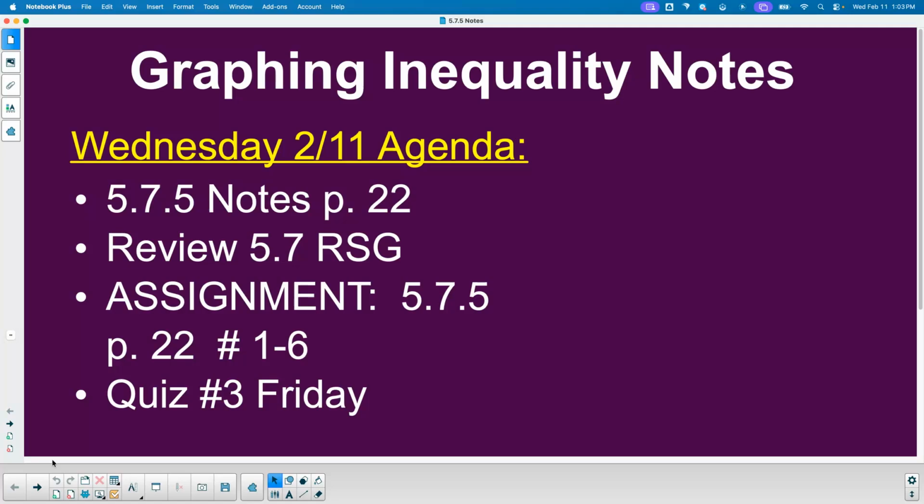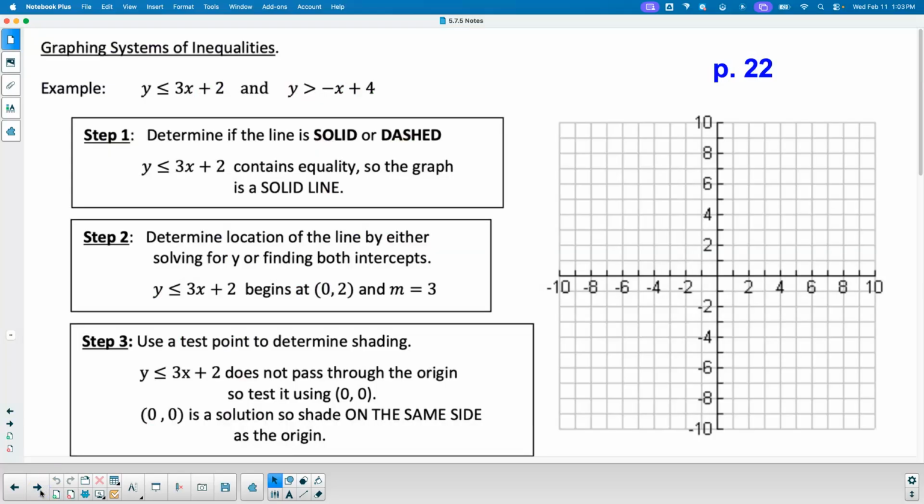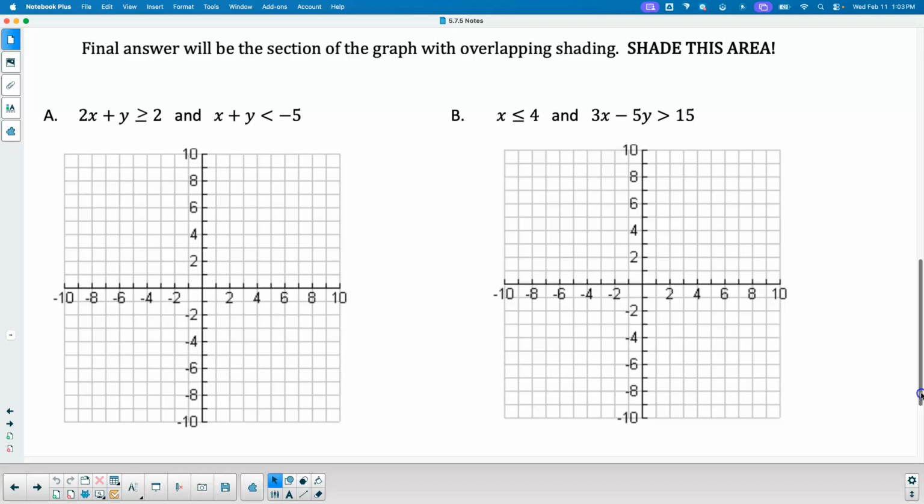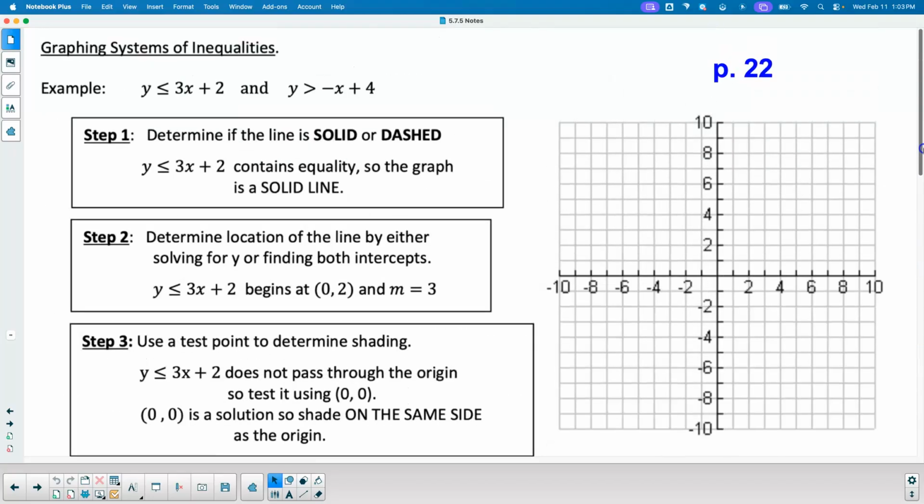It should be in your notes on 5.7.5, and it should be a sheet that looks like this. Okay? So, we need to graph this system of inequalities. We'll do this one together, and then I'll give you some time to do those two. So here we go. So let's go with a blue for this one.